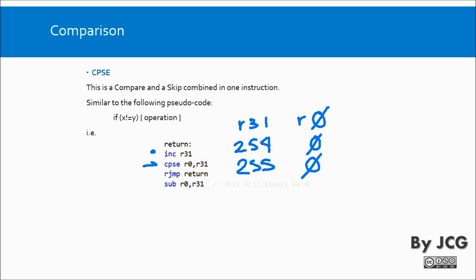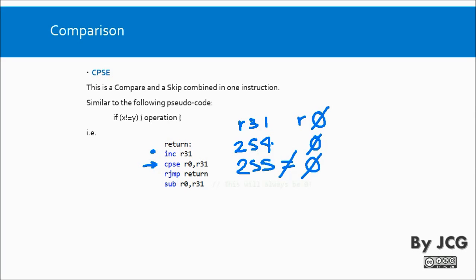And this instruction says, okay, compare if both registers are equal. And if they are equal, skip. If they're different, don't skip. So the question is, is 255 equal to 0? Of course not. They're different. So since they're different, this is not going to perform a skip.